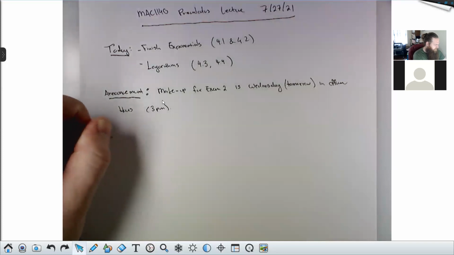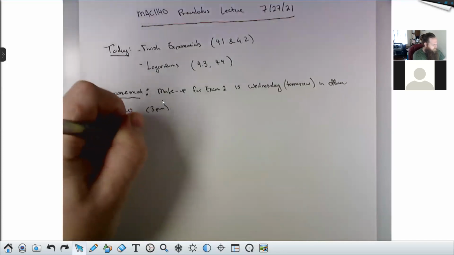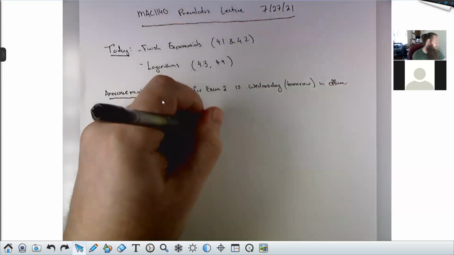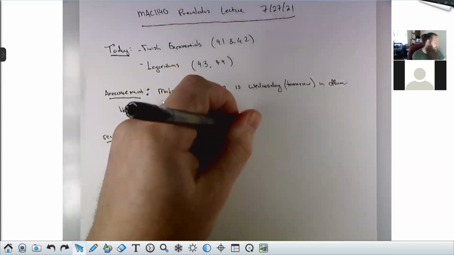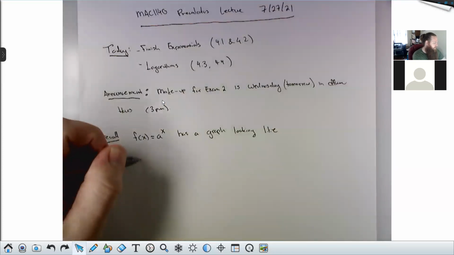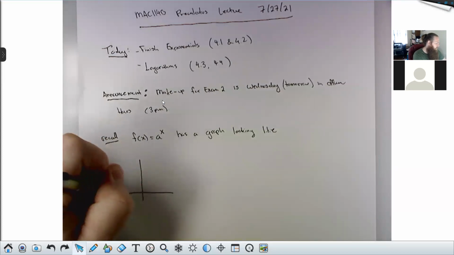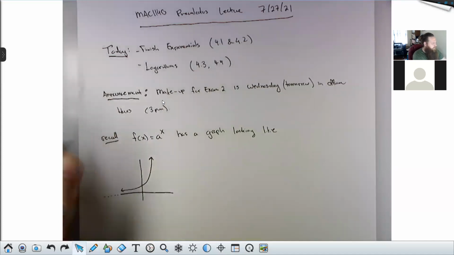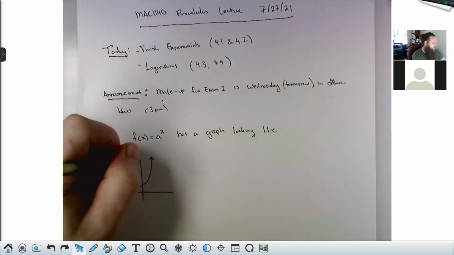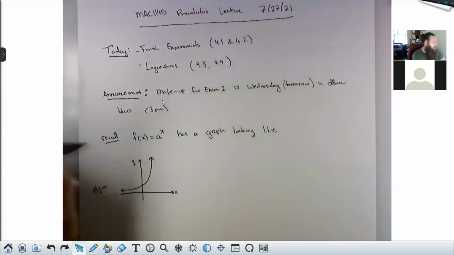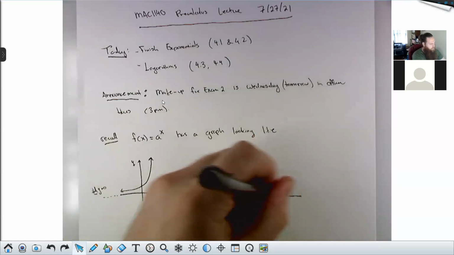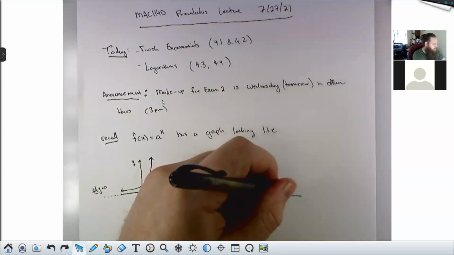So we talked about exponential functions. Recall that a function like f of x equals a to the x is a graph looking like one of the two following graphs. Either like this, with your horizontal asymptote over here at 0, y-axis, x-axis, or kind of a horizontal flip version of that.